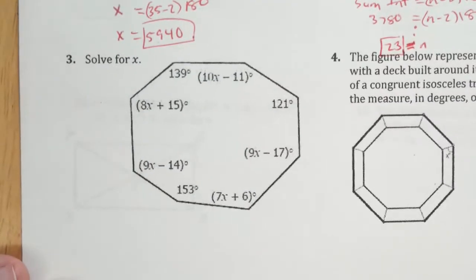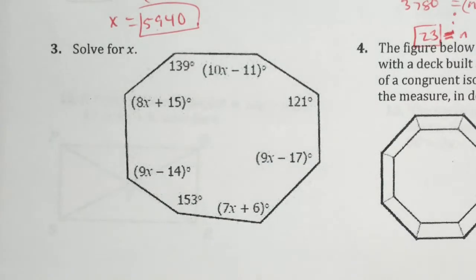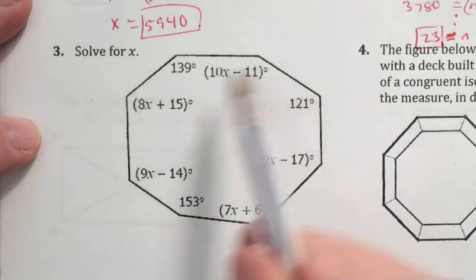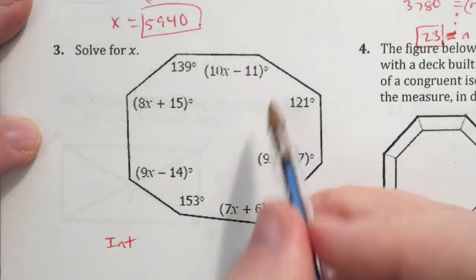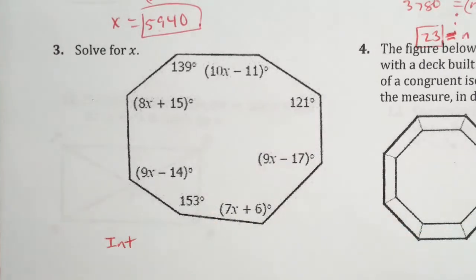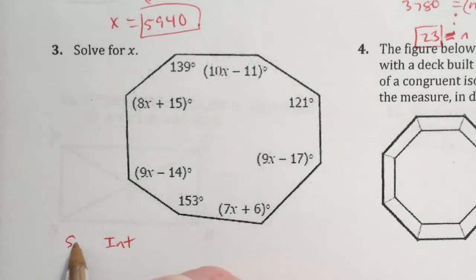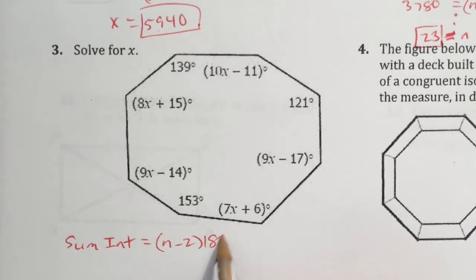All right, number 3, going through the same motions. Are these interior or exterior angles? They are interior angles. Are they sum or regular? They are not all the same. There's no proof that all these sides are equal or all these angles are equal. So this would have to be sum. So the sum of the interior angles equals n minus 2 times 180.